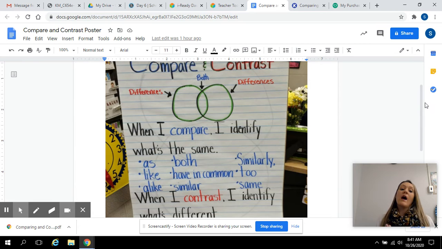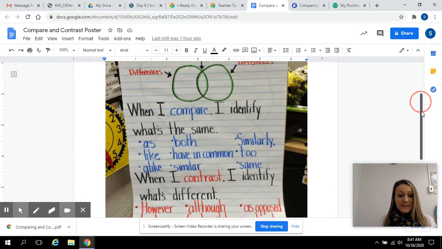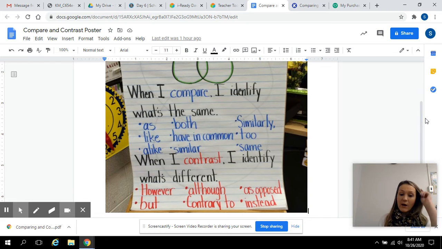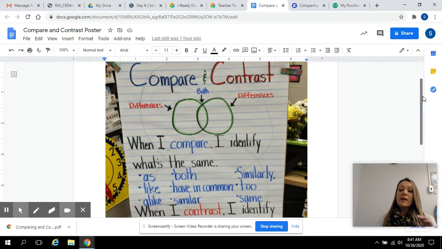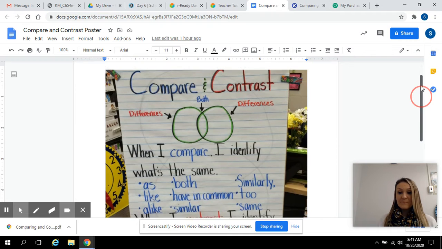So when I compare, I identify what's the same. So words like as, both, similarly, like, alike, similar, same, those kind of words. And when I contrast, I identify what's different. However, although, as opposed, instead, those type of words. So just remember, compare is the same or alike, and contrast is different, okay?